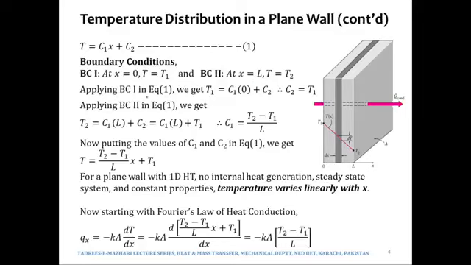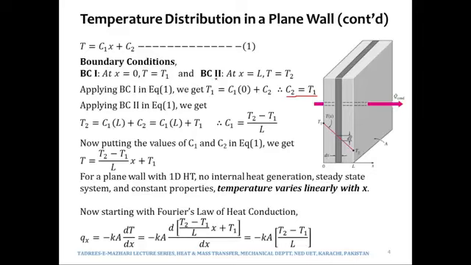Now if we apply the first boundary condition in equation 1, the first boundary condition says that at x equal to 0, temperature has a value of T1. So in place of x we will put 0 and in place of T we will put T1. So T1 is C1 times 0 plus C2. So we will immediately get C2 as equal to T1.